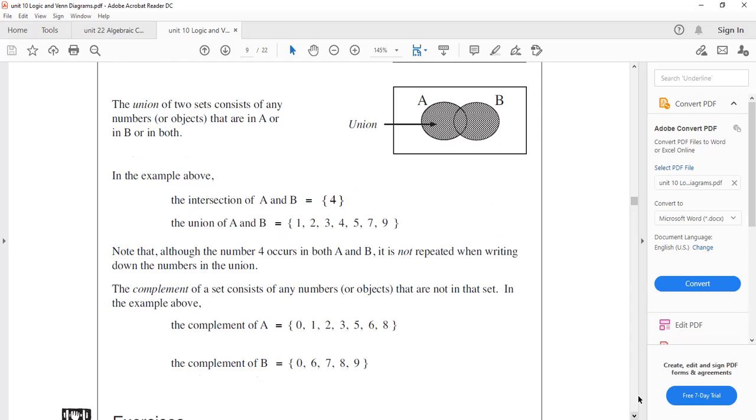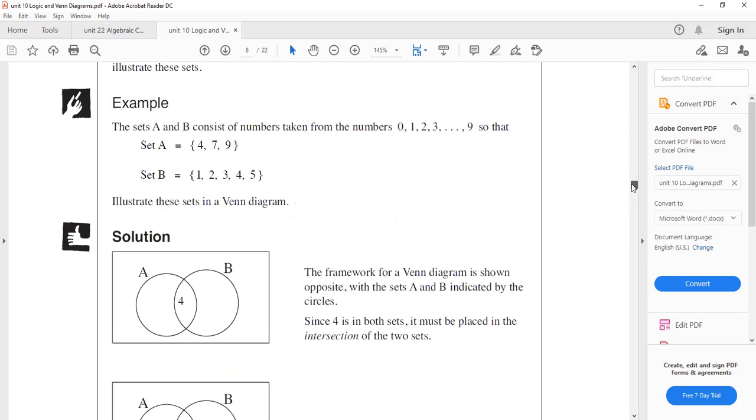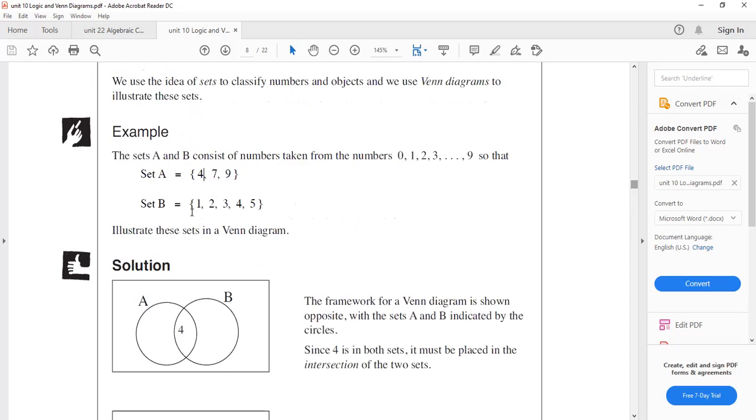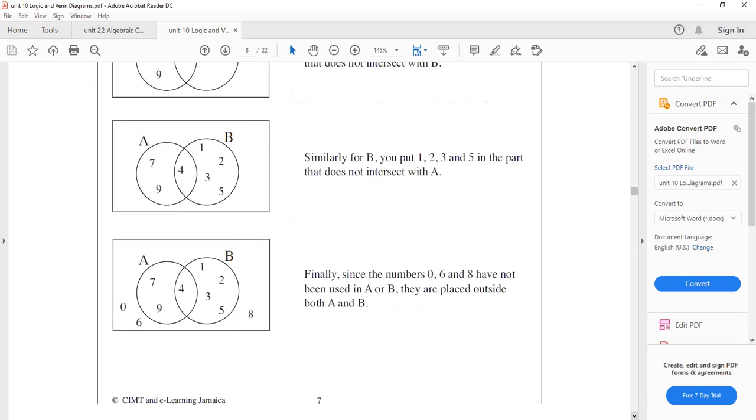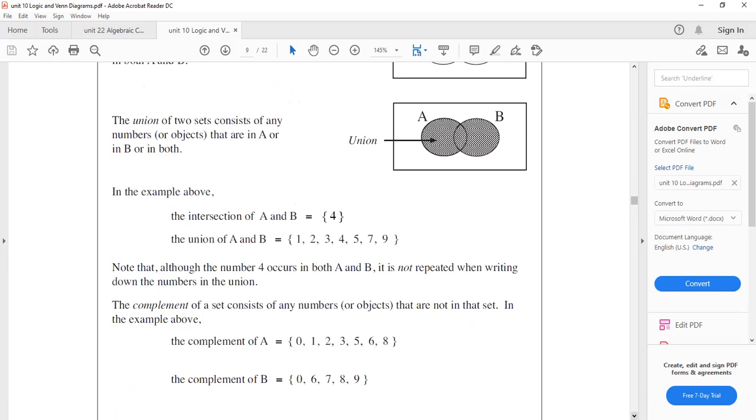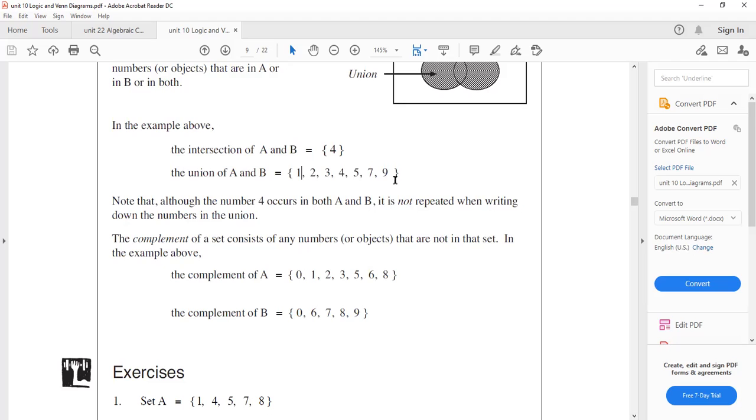Some people may be tempted to put what is common to both sets twice, but no, you just put it one time, right? In the case where we had four in both set A and set B, when you do the union, it would be 1, 2, 3, 4, 5, 7, 9. You notice that I don't say 4 again, because 4 is already here. So just make note of that. See it here, and then they go all the way up and mention 4 only once.